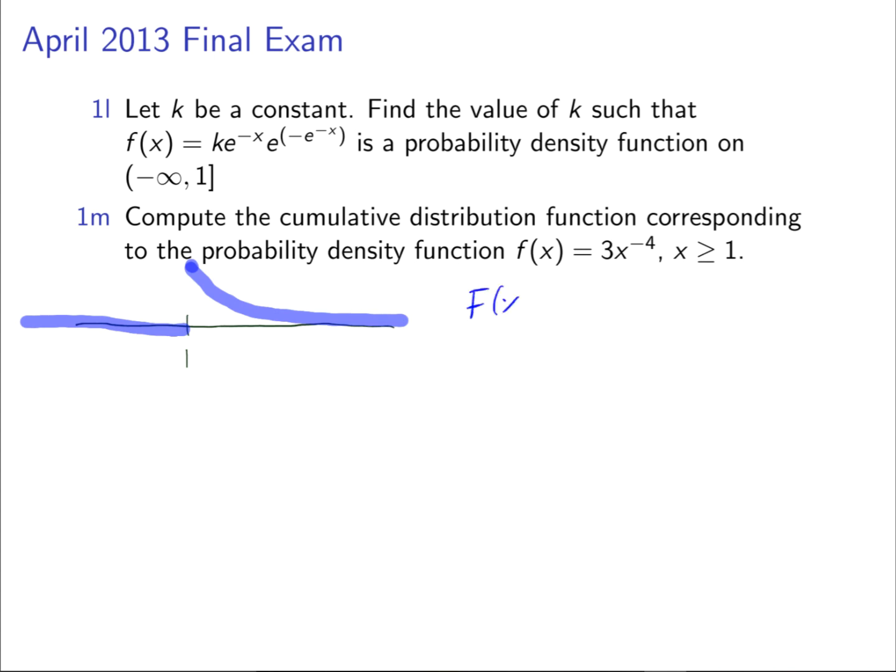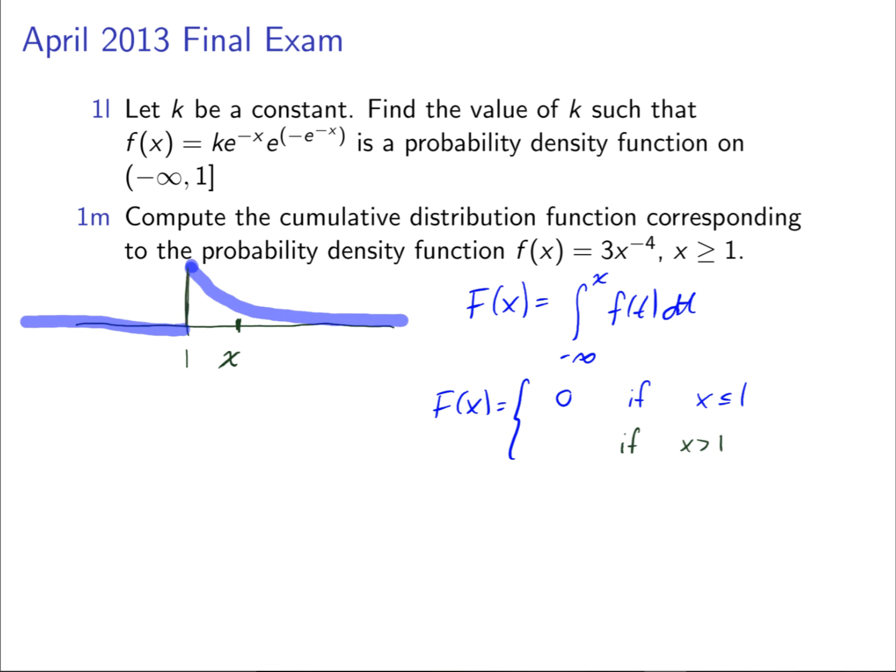The cumulative distribution function is the area under the curve from negative infinity up till x. So if x is down here, less than 1, this is just 0. I never choose values that are less than 1, so the probability of being less than x if x is less than 1 is 0. Now let's consider values of x that are greater than 1. In this case, the area under the curve is a whole bunch of zeros plus this piece here.